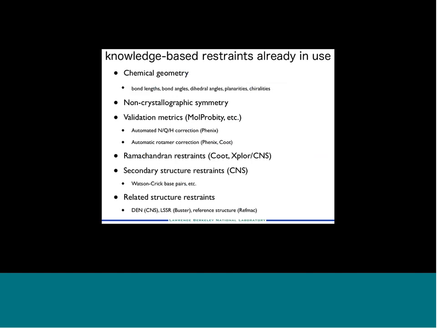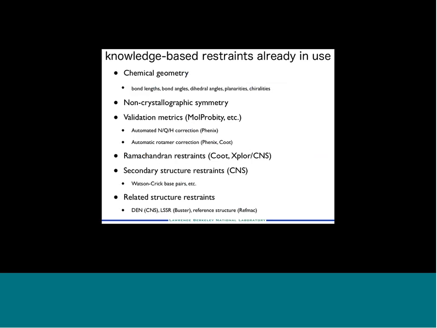And so, of course, this isn't new. Knowledge from chemistry and biochemistry has been used for a long time in structural refinement, such as simple things like bond lengths and bond angles that you might get from Engh and Huber or other parameterizations like that. Also knowledge such as non-crystallographic symmetry, which we can use to make chains that we know some relationship about look similar through refinement.